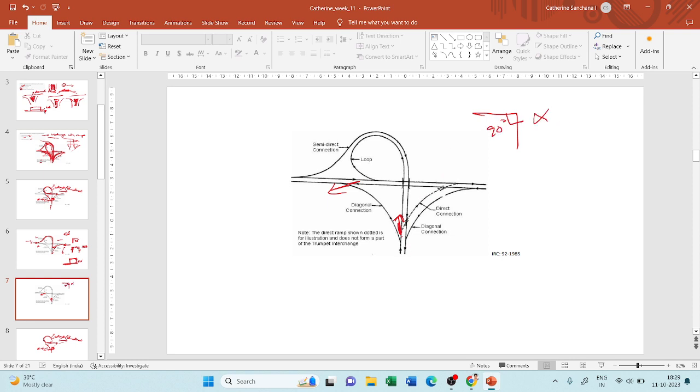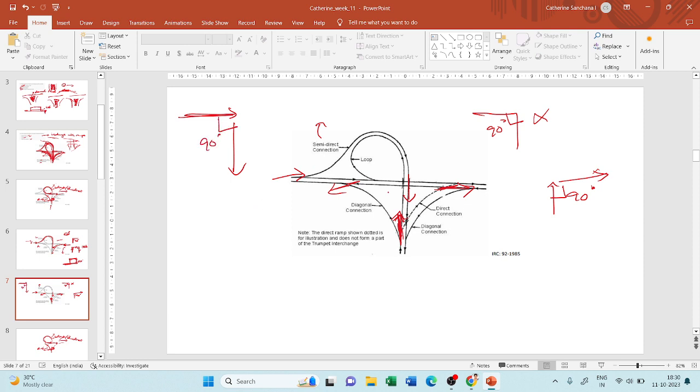Let us take a direct connection. When I travel through a direct connection, the vehicle which is traveling here goes to this direction. So from here to here. This is also a 90 degree turn. So direct connection is also not the answer. Now the semi-direct connection. A vehicle which is traveling in this direction, after traveling through a semi-direct connection, goes in this direction, right? So this will also give me a 90 degree turn.